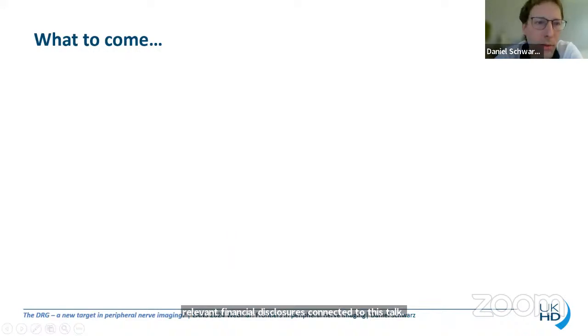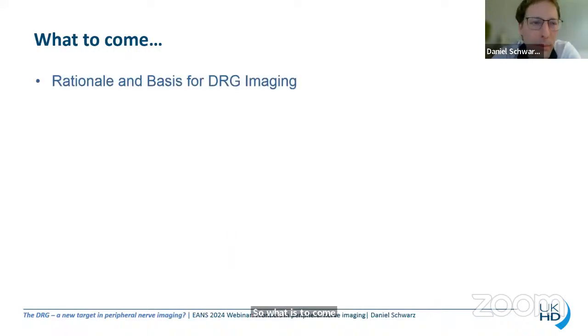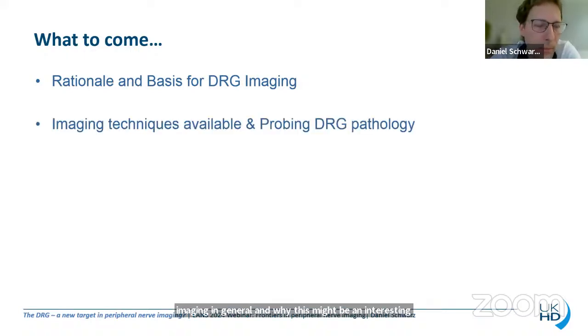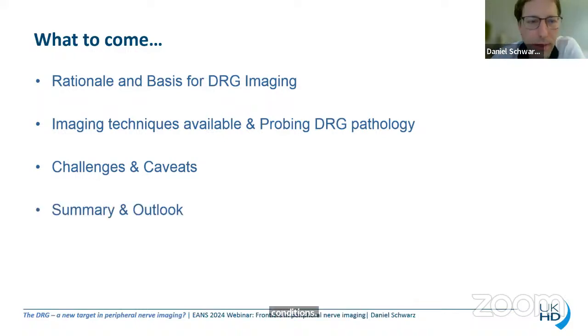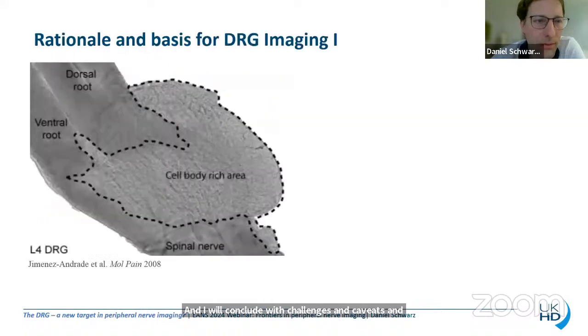So what is to come? At first, I want to talk briefly about the rationale and the basis of dorsal root ganglion imaging in general and why this might be an interesting goal. For imaging, I will talk about imaging techniques that are available and also about the different parameters which might be interesting to look at and where we might find some pathology in relation to certain disease conditions. And I will conclude with challenges and caveats and provide a small summary and outlook towards the end.